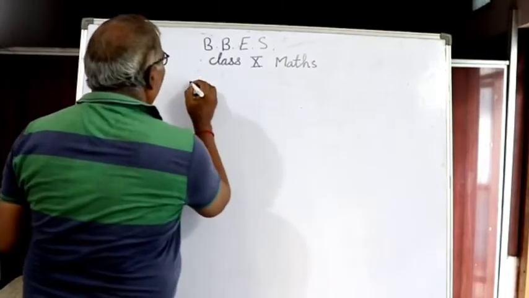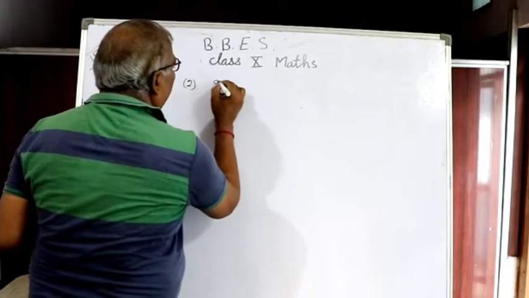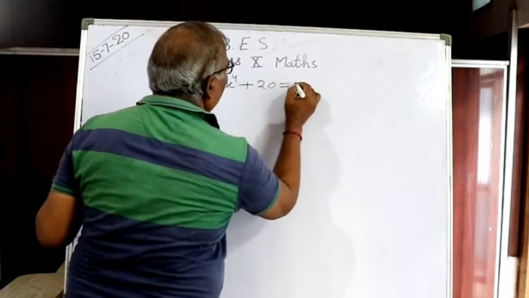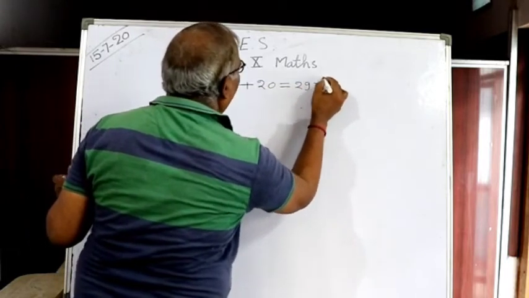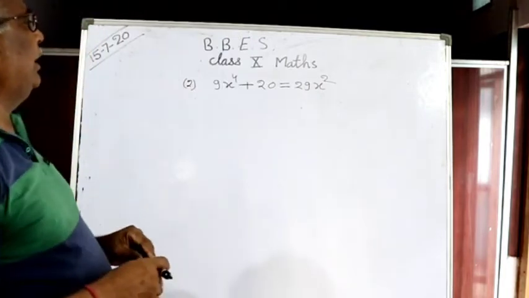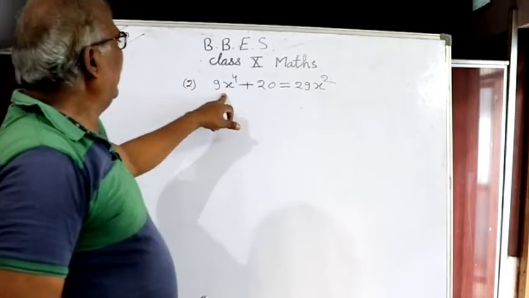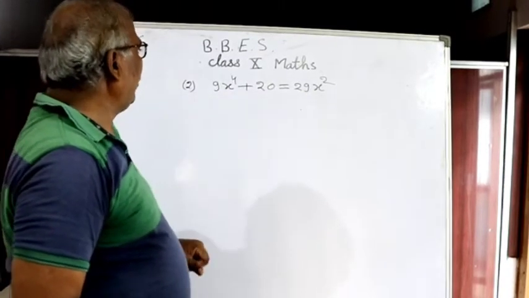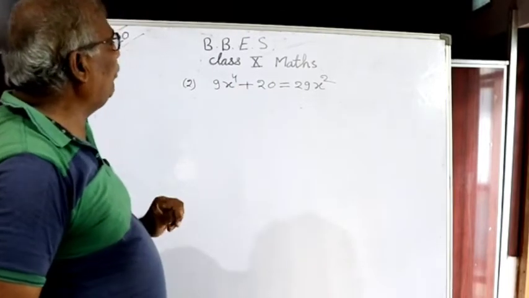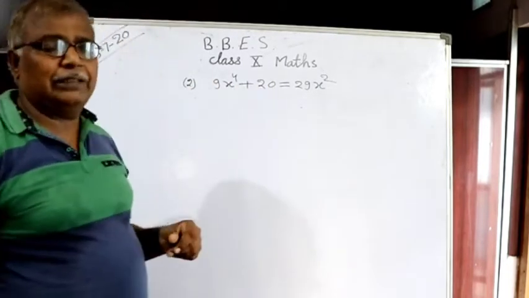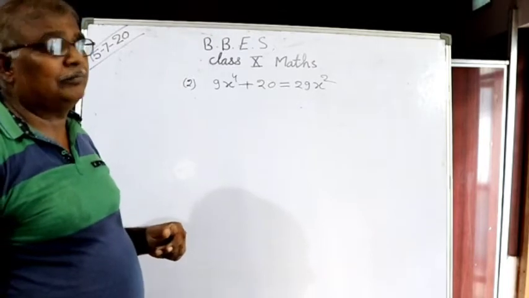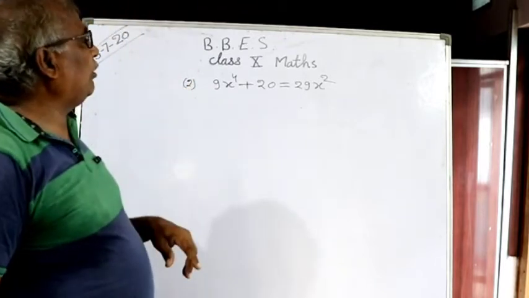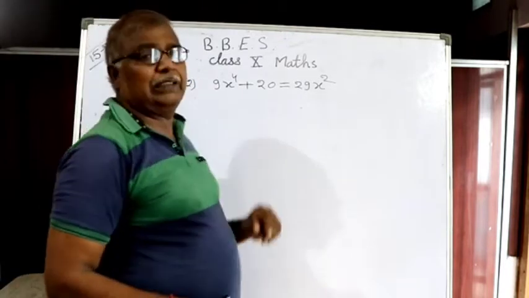Now, second problem, 9x to the power 4 plus 20 is equal to 29x square. This is a quadratic equation, but here the degree of the equation is 4. So we will reduce this equation to a quadratic equation. This is the method to solve the quadratic equation by the reducible method.